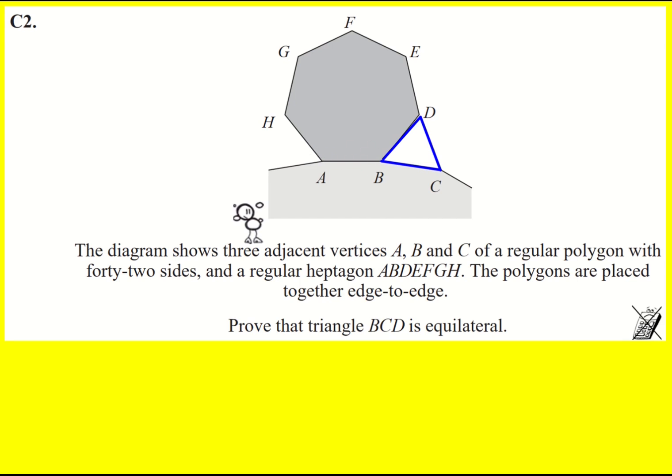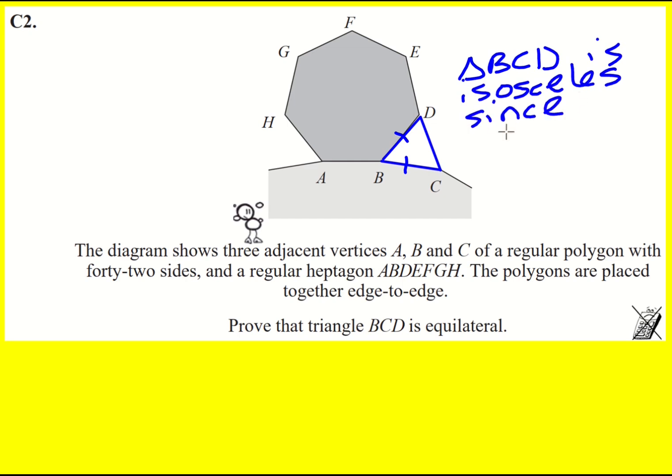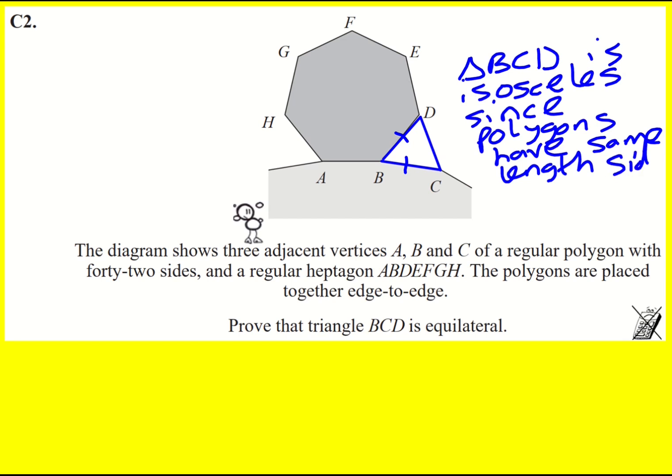Now, the first key thing to note is that AB is shared by both sides, and so they have the same length sides because they're both regular polygons. And that means BC is equal to BD. So we've already got an isosceles triangle. So if we can work out this angle here, we're sorted actually.